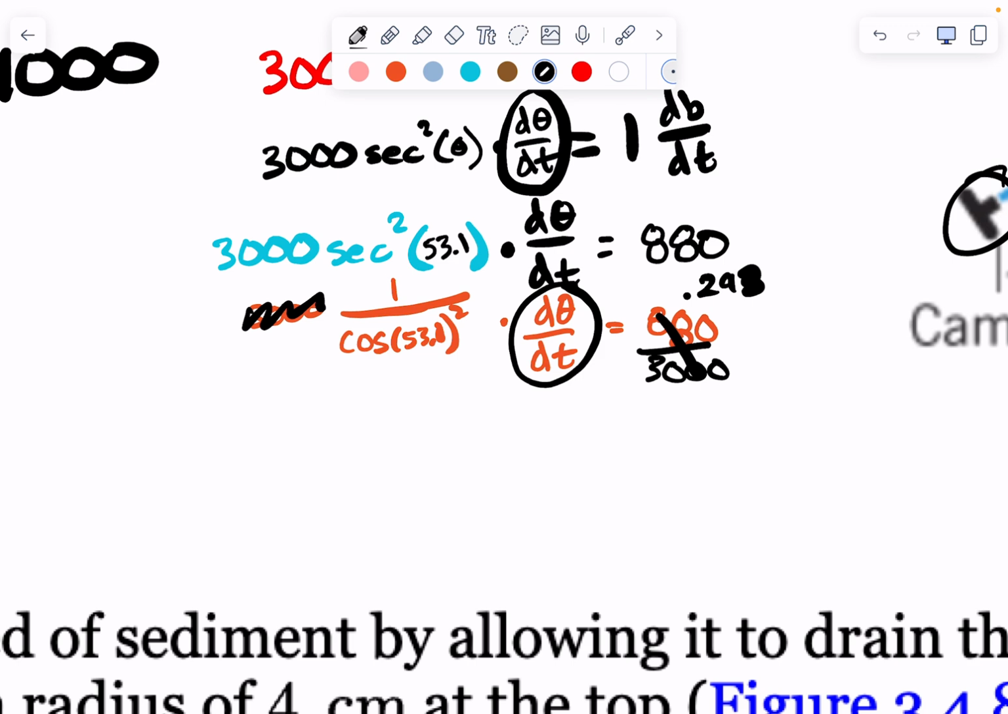Now, if I'm trying to divide the 1 over cosine squared over, I'm just going to multiply by cosine of 53.1 squared. Okay, so take the 0.293 and multiply by cosine of 53.1, that whole thing squared, times the 0.293. And d theta dt is something. It should be a kind of a small number-ish. We should talk about the rate that the angle is changing.